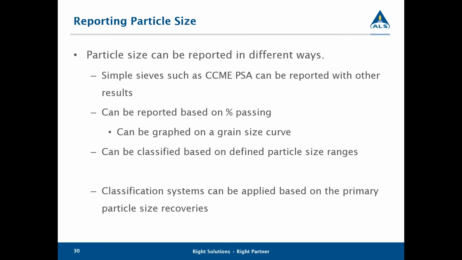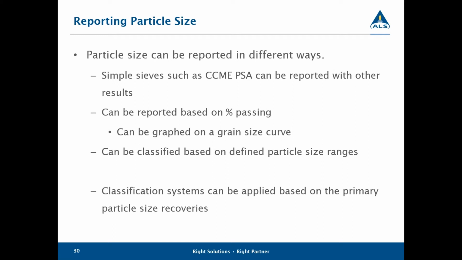So moving on to the reporting of particle size. There are a number of different ways of reporting particle size. Typically, they're broken down into two different ways. One is a report based off of the percent passing. At that time, we would choose a number of particle sizes that are important to the client and report how much of the material is passing those specific particle size thresholds. And that can easily be graphed onto a curve called a grain size curve, which we also can issue to the clients as needed. The other option is to classify based on defined particle size ranges.